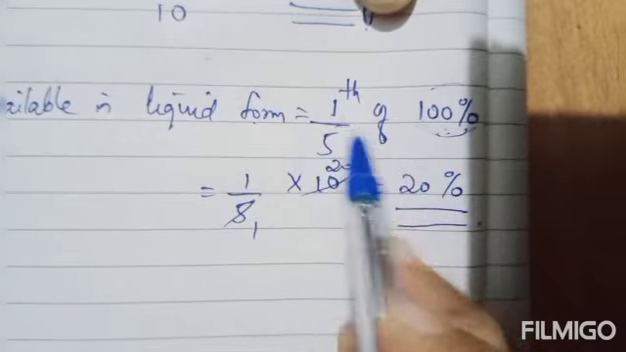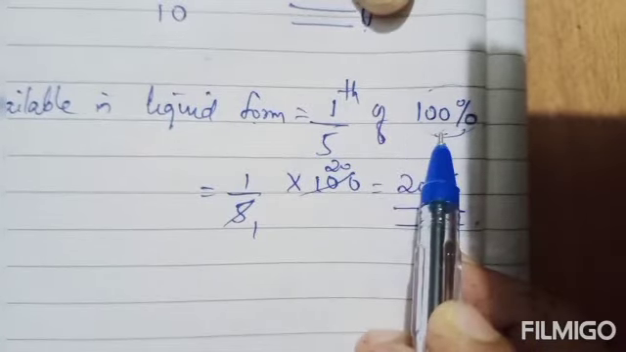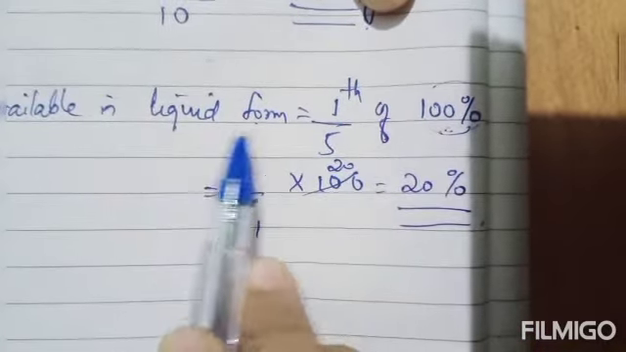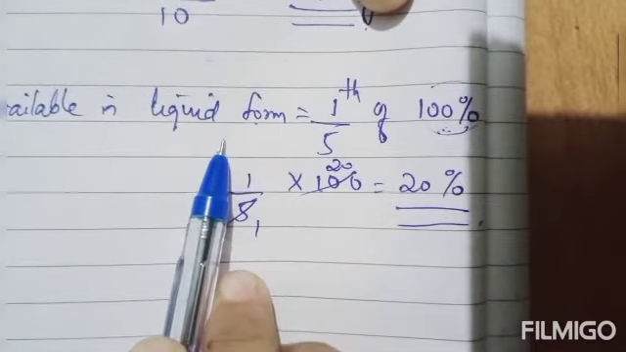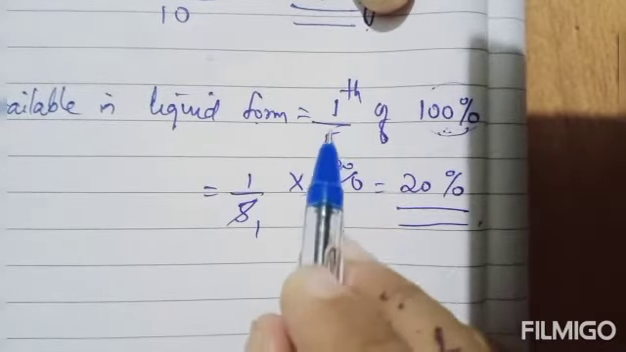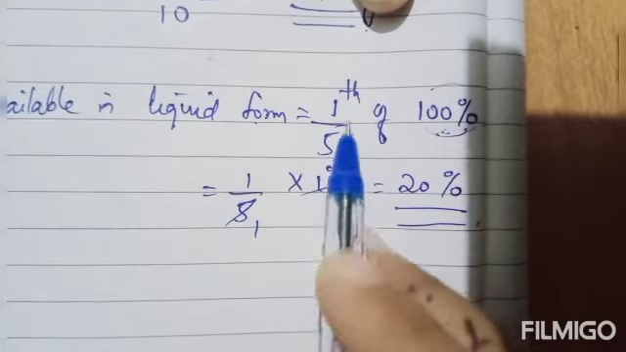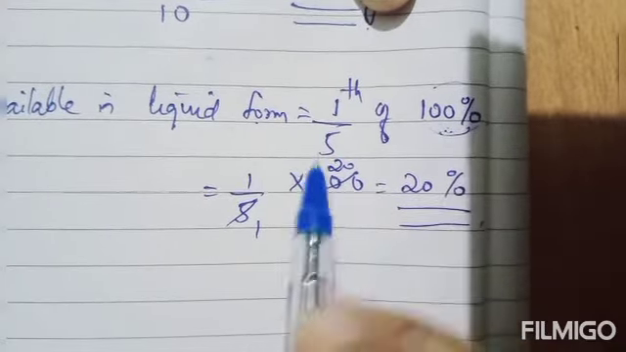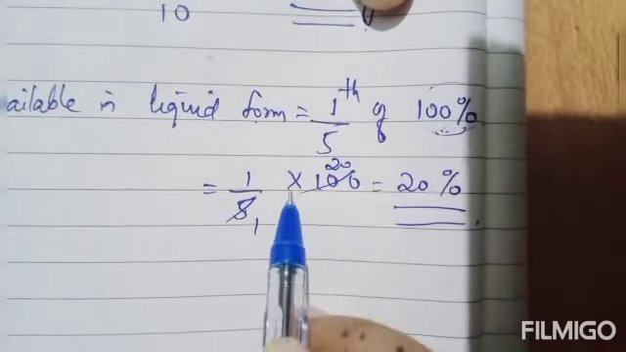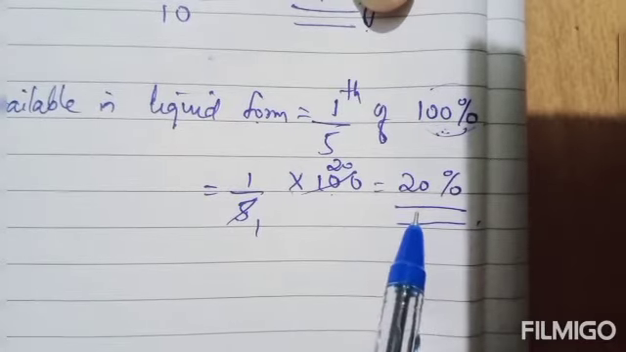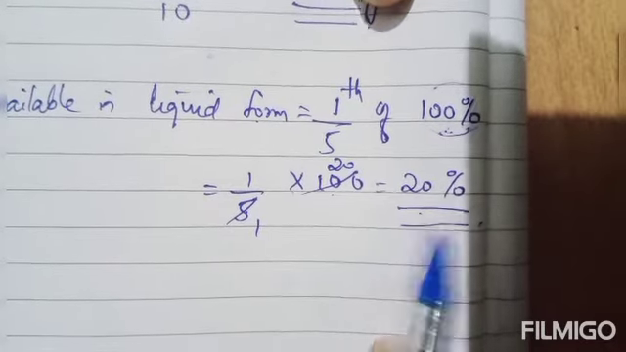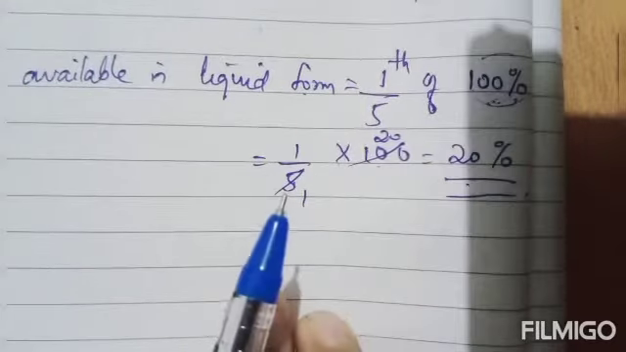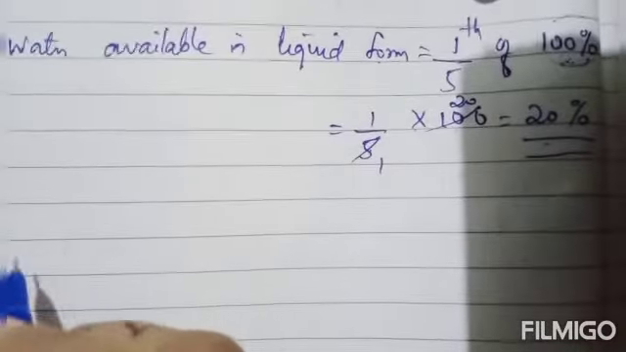So 1/5 of 100% of water is available in liquid form. How can you find 1/5 of 100%? Just multiply 1/5 into 100. You will get 20%. Okay, so 20% of water is available in liquid form.